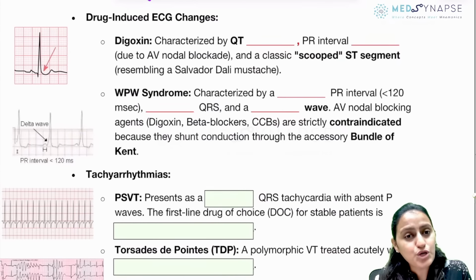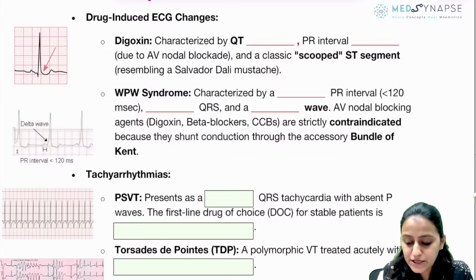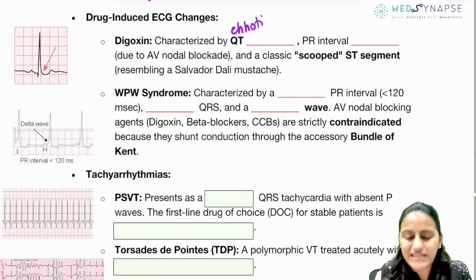What does digoxin do to QT, shortening or prolongation? Remember, for digoxin, QT becomes choti, rhyming, QT is choti. What happens to PR? PR is prolonged. So PR prolongation, QT choti, that means QT shortening is there.